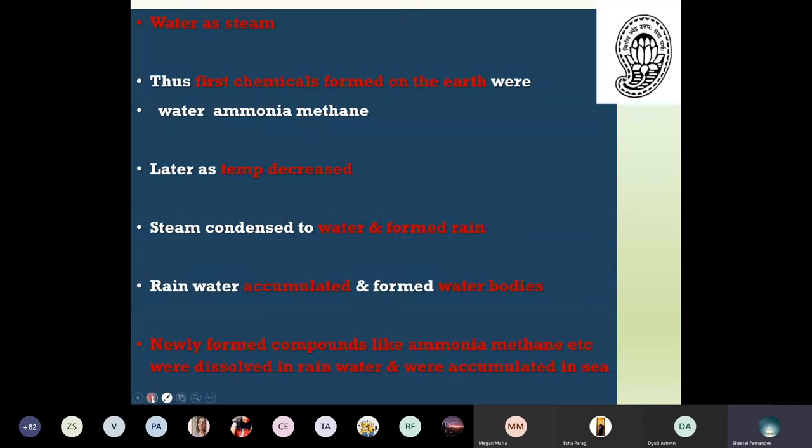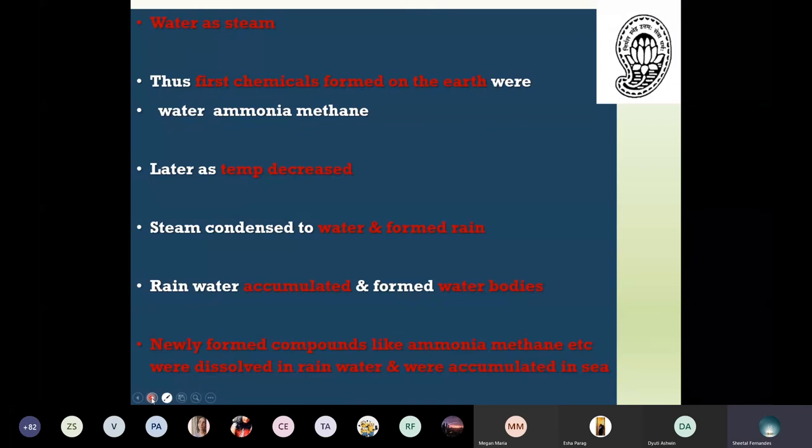Slowly, temperature started coming down. Steam now condensed. Condensation is happening. It started coming down in the form of rain. And water bodies were formed, and these water bodies had water accumulated in them. So the first picture I showed you, in which there were just volcanic eruptions, that scene has changed.